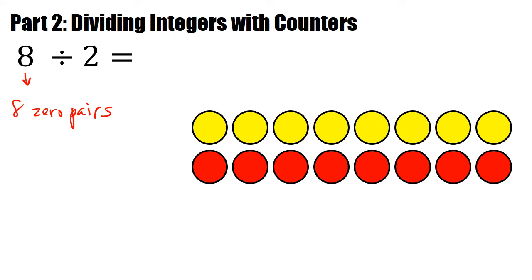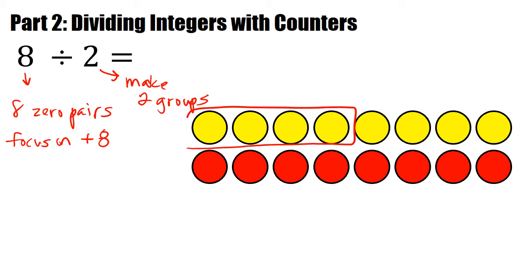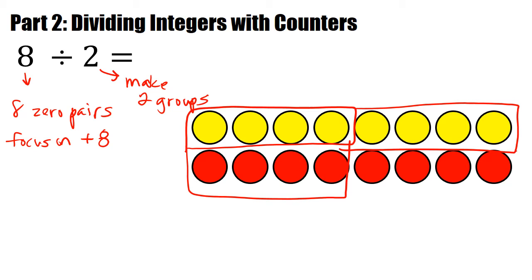The second part is that we're going to focus on positive 8, so we're going to focus on the yellow counters. The 2 is going to tell us that we need to make 2 groups. Let's go ahead and make 2 groups here. I'm going to make 2 groups even with my red counters, because I'm going to show you what to do with those as well. So we made 2 groups of positive 8.